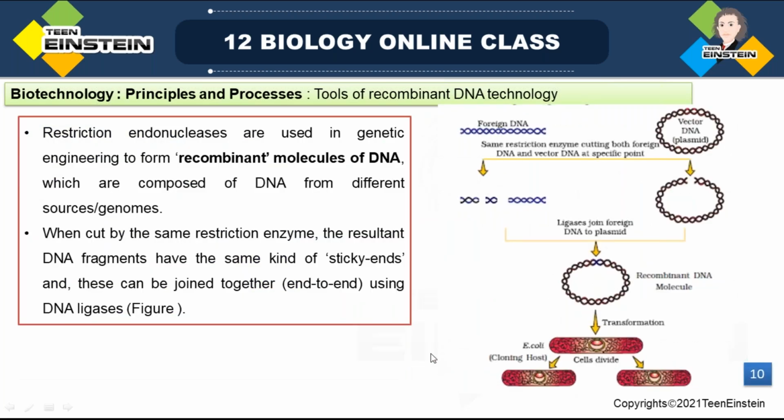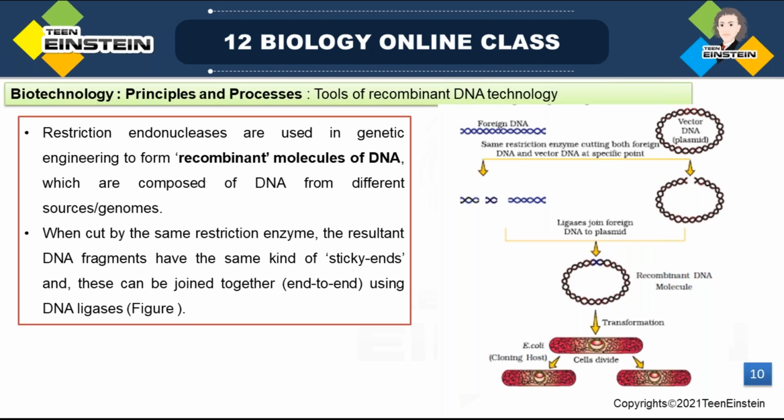Here, in genetic engineering, this restriction enzyme, that means restriction endonuclease, is used for making recombinant DNA molecules. We said it's mainly used for cutting double-stranded DNA. So it's mainly used in genetic engineering. The main role of restriction endonuclease is for making recombinant DNA molecules.